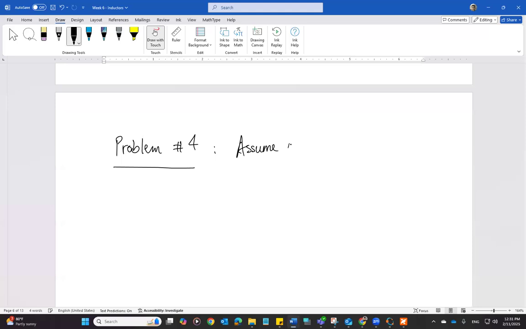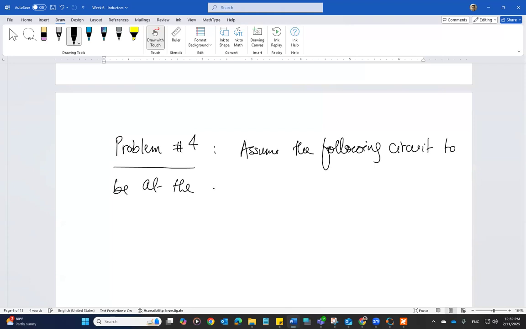Assume the following circuit to be at the steady state.